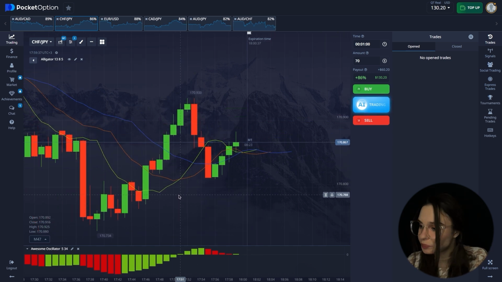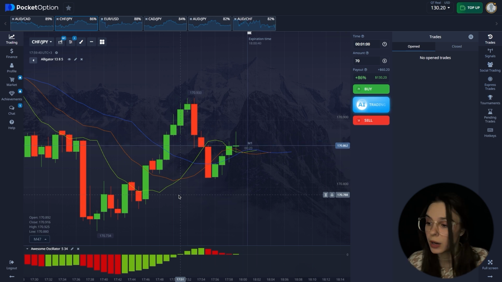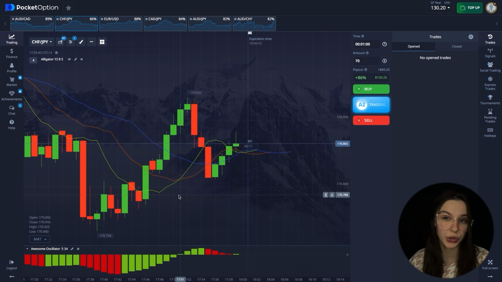So by the way, by oscillator, we already have 1 green bar.